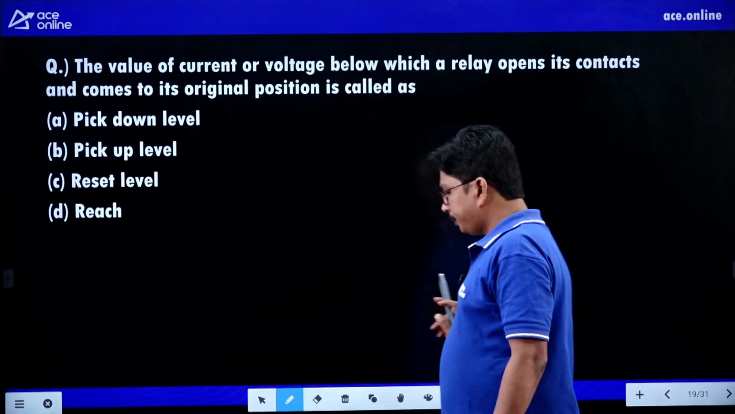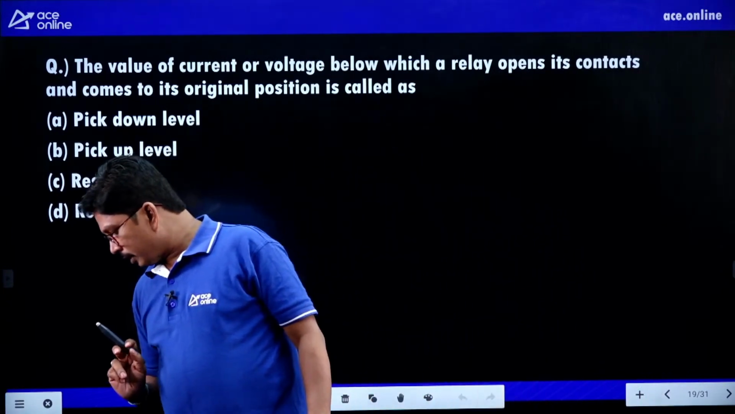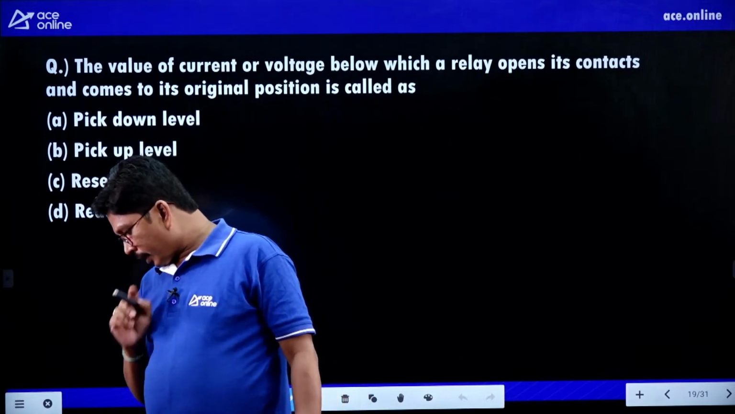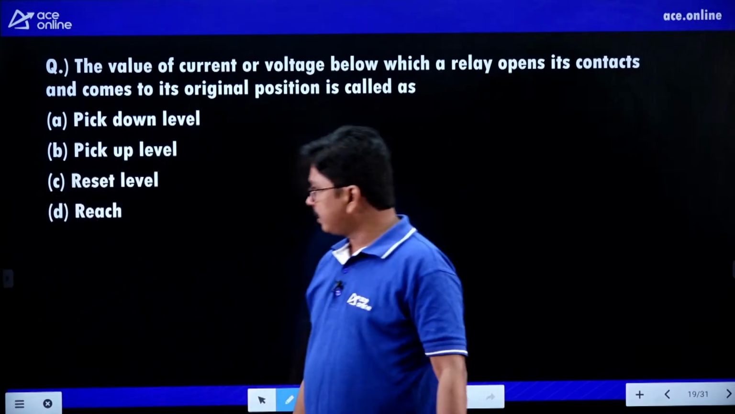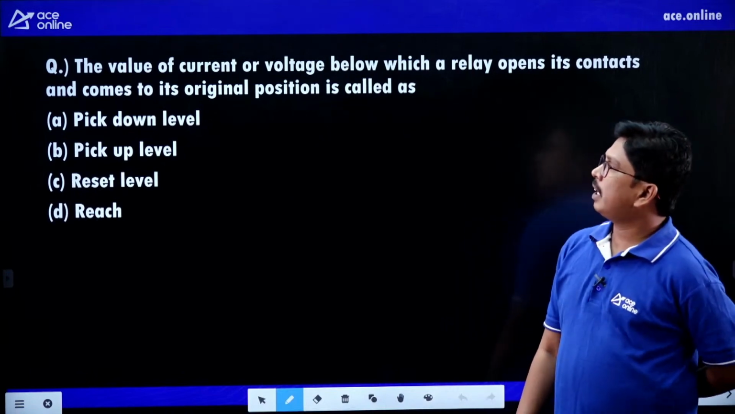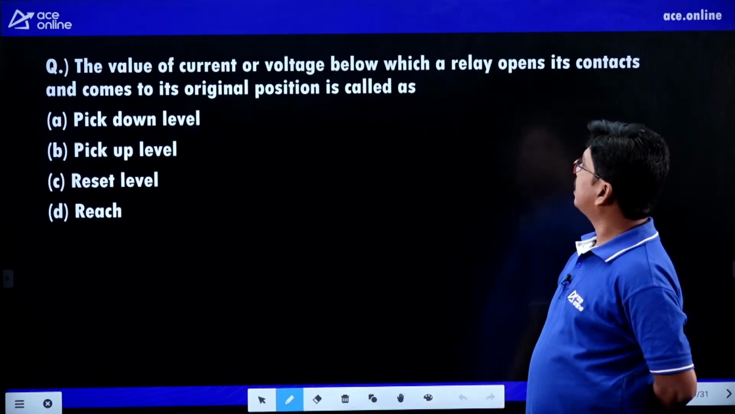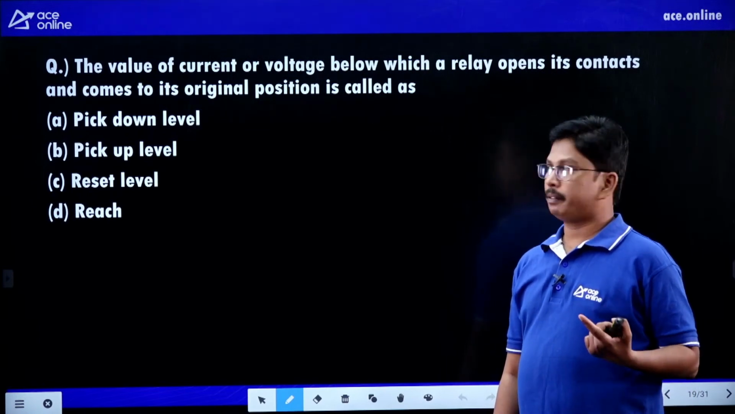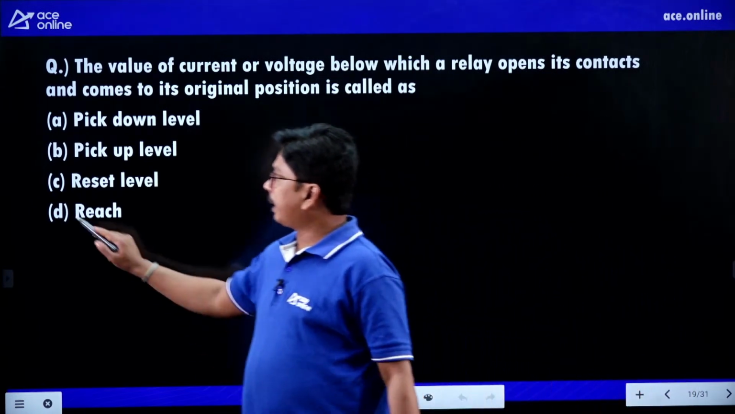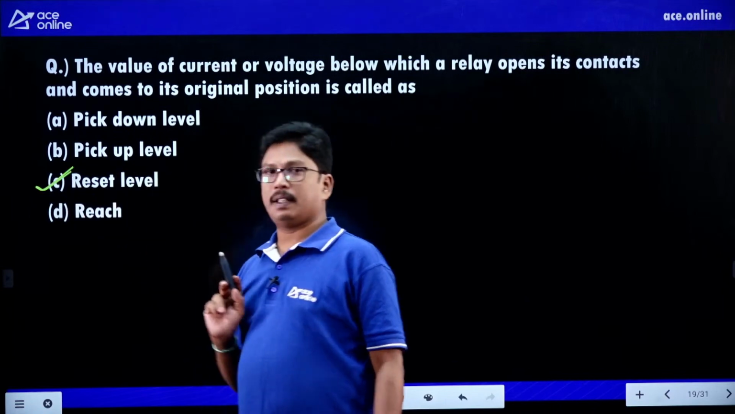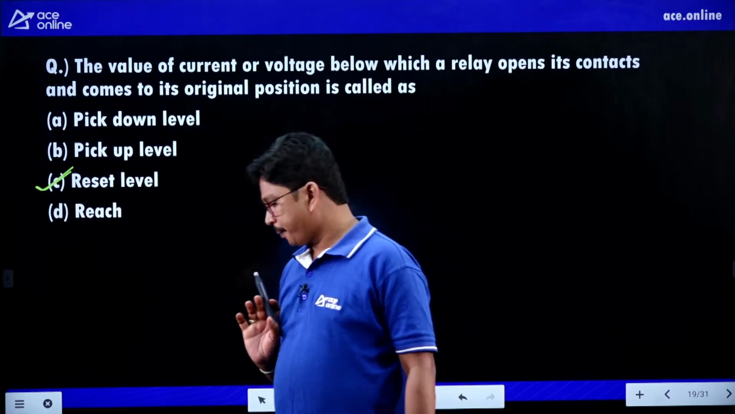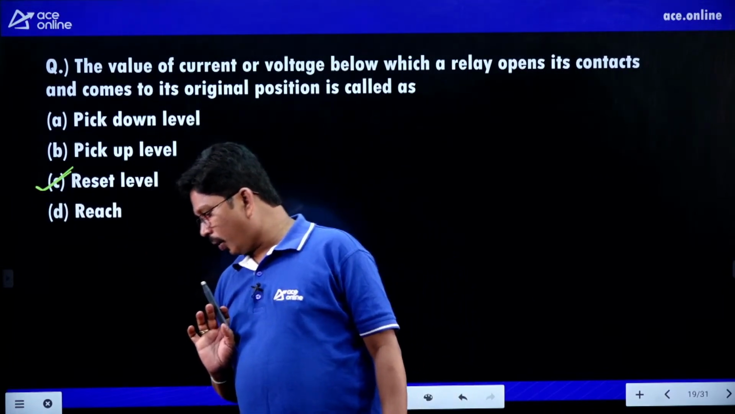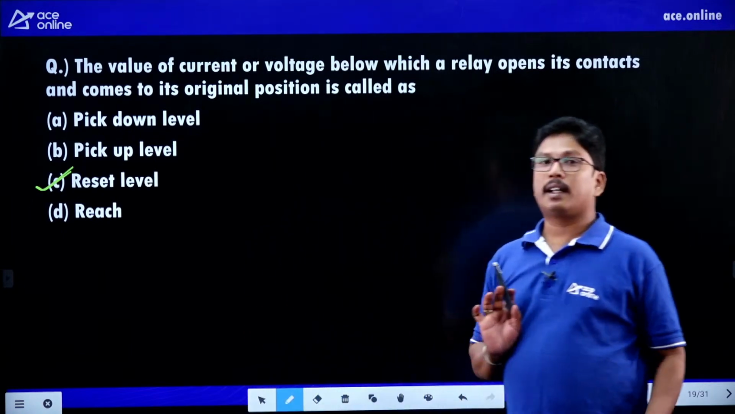Any other answers? Durga Prasad? Arif? Any answers? The value of current or voltage below which the relay opens its contacts and comes to its original position is called as reset level, right? No, it is called as reset.